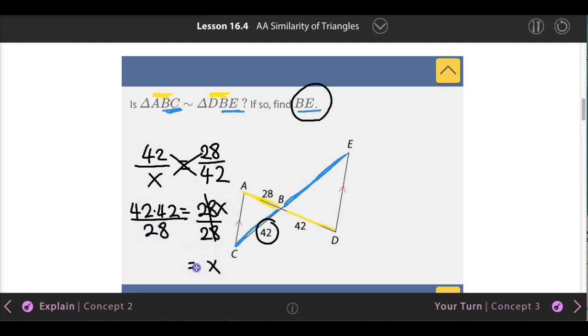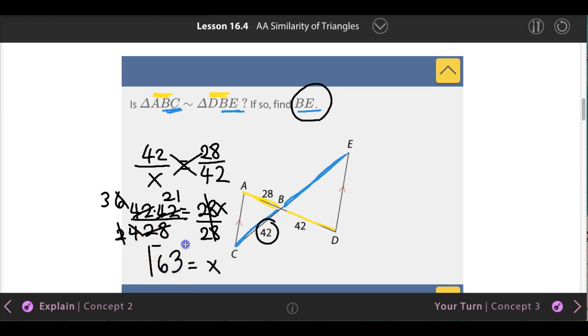So X is now equal to, let's see, they can both be divided by 7. And then they can both be divided by 2. And 2 can go into 42 21 times. So 3 times 21 is 63.